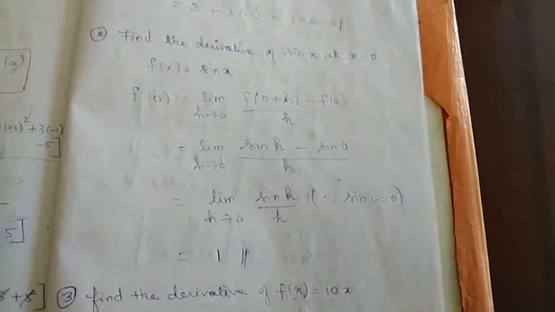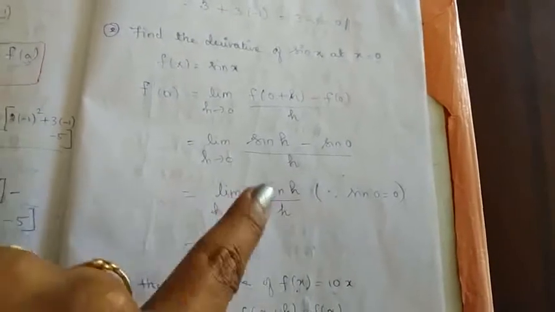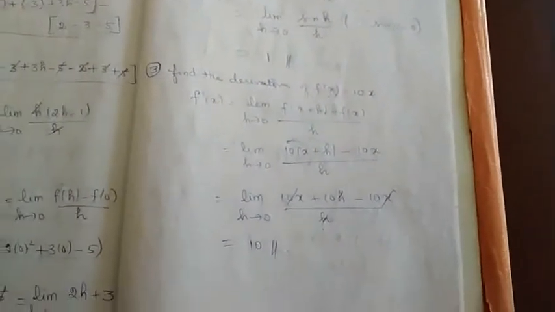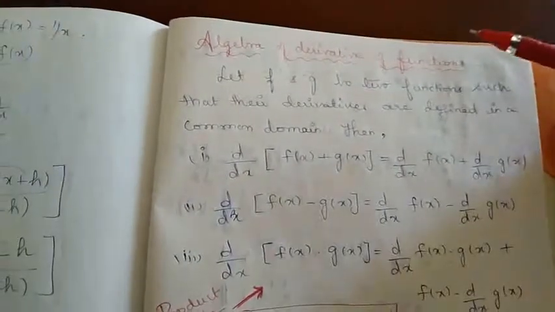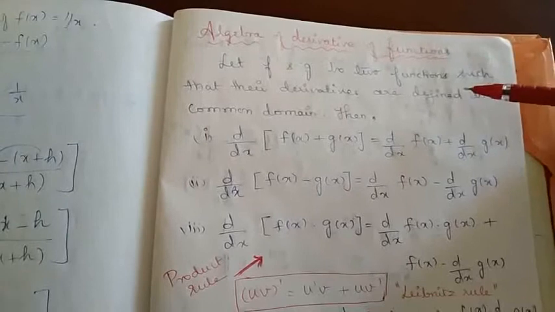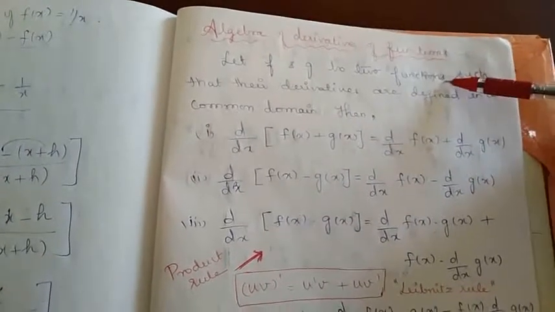Limit x tends to 0, sin x by x is 1. So that result we have used here. Like this you have to solve these kind of simple problems. Then we have learnt about algebra of derivative of function. As we have seen algebra of limit of the functions, we have derivative of the functions as well.